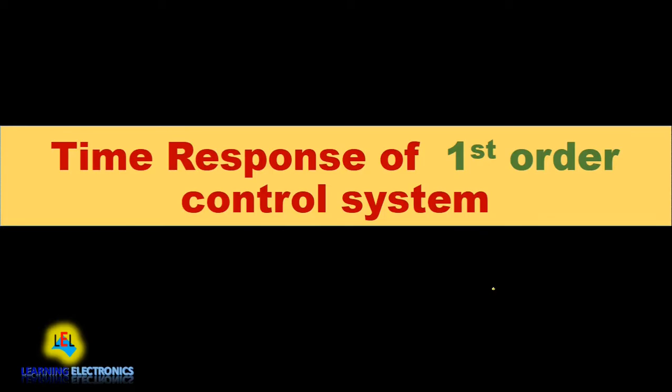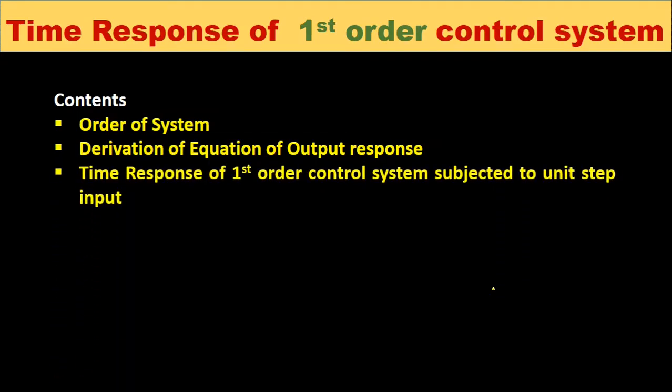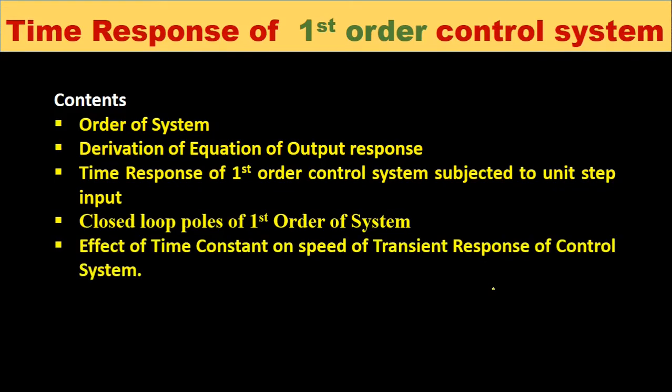Now let us discuss the contents which we are going to discuss in this lecture. First is order of system, then derivation of equation of output response of first order system, then time response of first order control system subjected to unit step input, and then closed loop poles of the first order system, then effect of time constant on speed of transient response of control system.